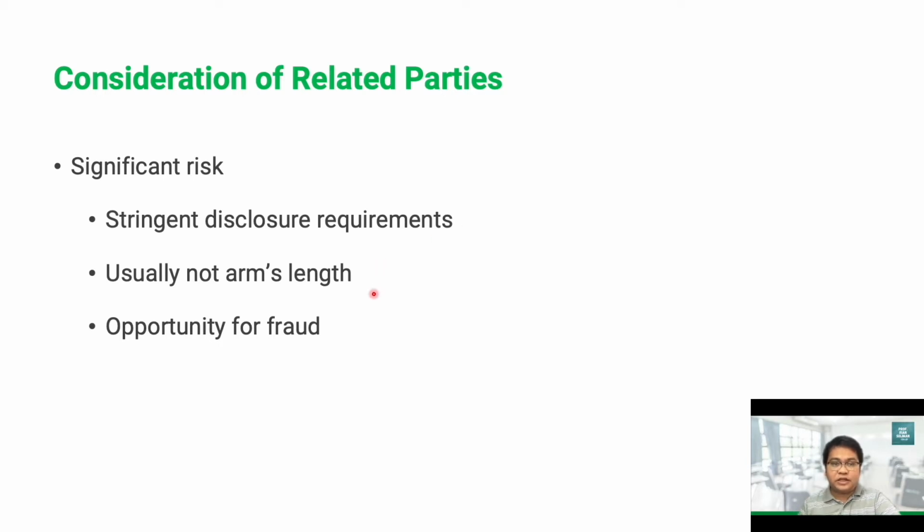And this is the reason I mentioned earlier. Usually transactions with related parties are not done on an arm's length basis. Therefore, we have to consider the substance of the transaction rather than its form. And finally, it provides opportunity for the client to commit fraud. Sometimes transactions with related parties become a vehicle, let's say, to hide certain assets, to hide certain liabilities, or to hide certain transactions from appearing on the financial statements.